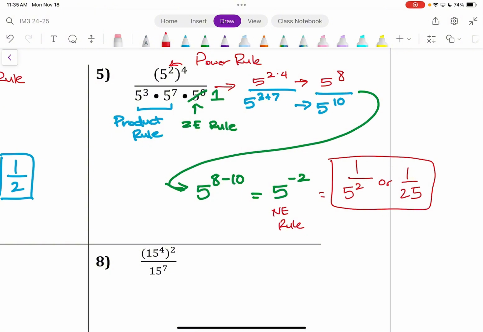Okay? As you can see, there's a lot of steps involved here. And it's not that it's hard to do this. It's that you need to make sure that you're following the steps correctly, of course, and that you're keeping track of what is already simplified and what still needs to get simplified even further.